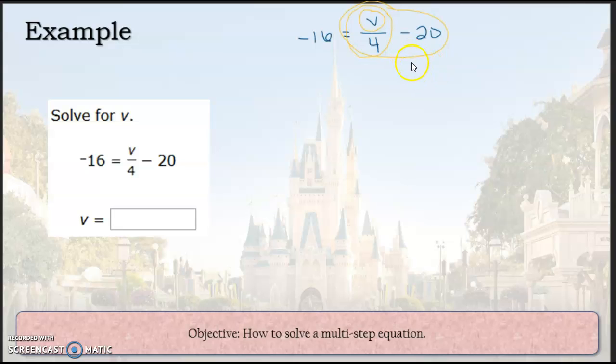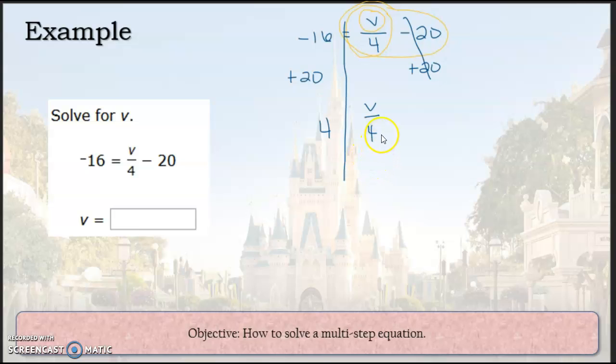So the first thing that we do, we don't have anything to distribute. We don't have any like terms to combine. Step 3 is move all of your variables to one side. That's already done for you. So we're already at step 4 in this example. So I'm going to, the opposite of minus 20 is plus 20. And whatever happens to one side has to happen to the other. Okay? These end up crossing each other out, and I have v divided by 4. Now I have negative 16 plus positive 20 is a positive 4.